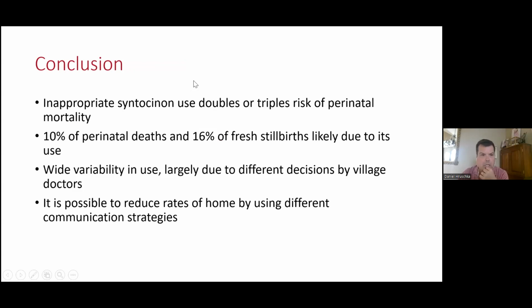So the conclusions there are inappropriate use of Syntocinon, which is a powerful and life-saving drug in some contexts, but in other contexts it's not. It's really got to be used in the right way. It can double or triple the risk of mortality. 10% of perinatal deaths and 16% of fresh stillbirths likely were caused by it.